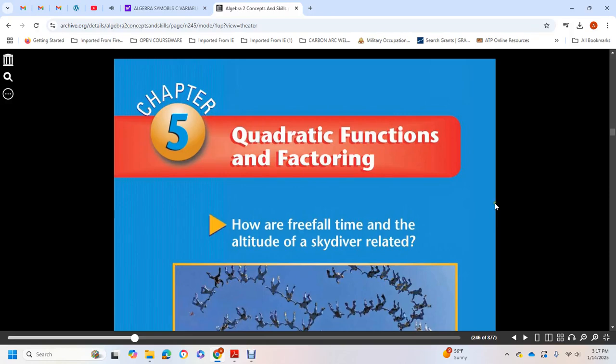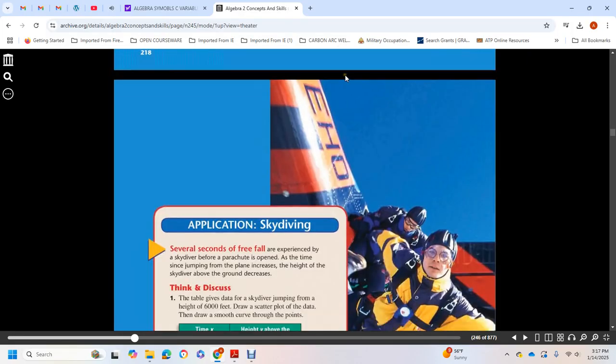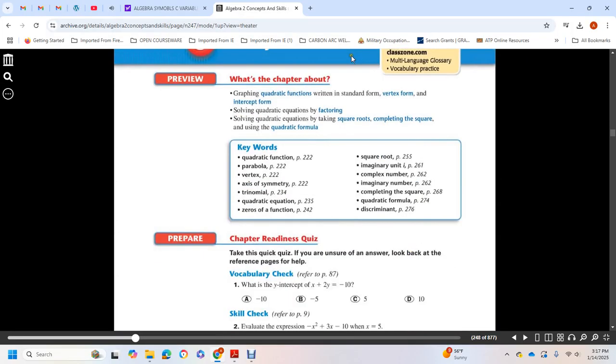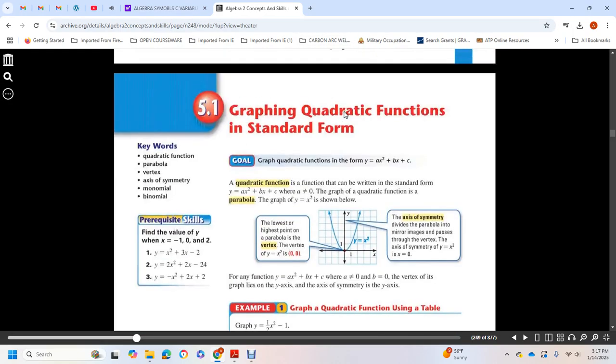Chapter 5, Quadratic Functions and Factoring. 5.1, Graphing quadratic functions in standard form.